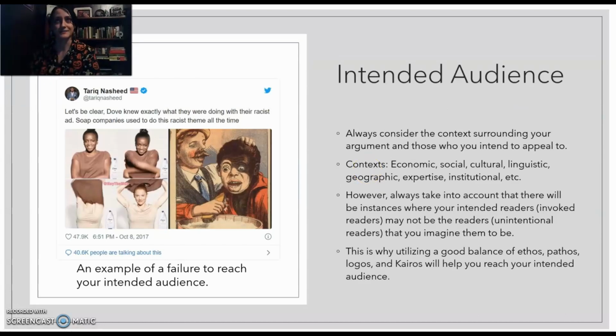One other thing you have to do, whether you're using ethos, pathos, logos, and or kairos, always kairos, maybe a mixture of two or three of them, is always consider your intended audience. Whenever you're making an argument, you always have an audience pictured in your mind. Who is it that you're trying to appeal to? Who are you trying to convince? When you visualize your audience, you need to understand their economic, social, cultural, linguistic, geographic, expertise, and institutional context.